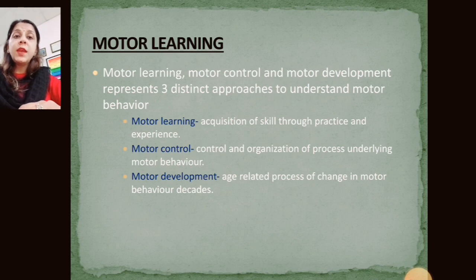When we learn some task, we must have control over that task. So once motor learning has been done, the concept is motor control: the organization process underlying that motor behavior. Motor control is the control of that particular process to perform the motor behavior. Then we come to motor development: after the motor learning and motor control processes have been done, age-related processes change the motor behavior of that particular task.